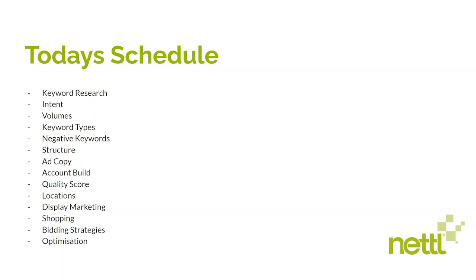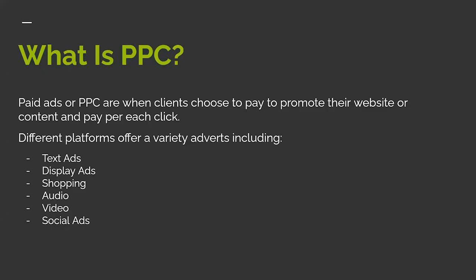Some of the stuff that we're going to go through today is keyword research, how intent affects paid media, what volumes might look like, what keyword types there are, what negative keywords are, what structure we use, how ad copy might be built and how we have to write it all manually, what an account build might look like, what quality score is, how we use locations to benefit you quite drastically, and then what display marketing and shopping marketing is if you're e-commerce or you're looking at doing remarketing, and then just a little bit about bidding strategies and optimization.